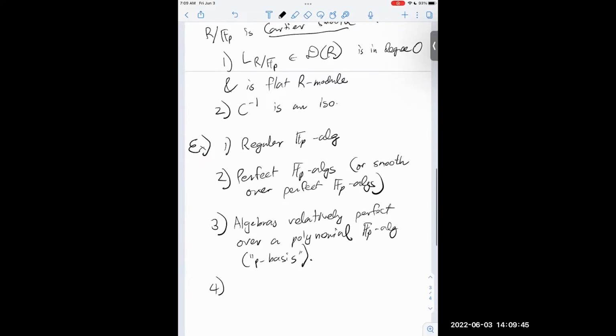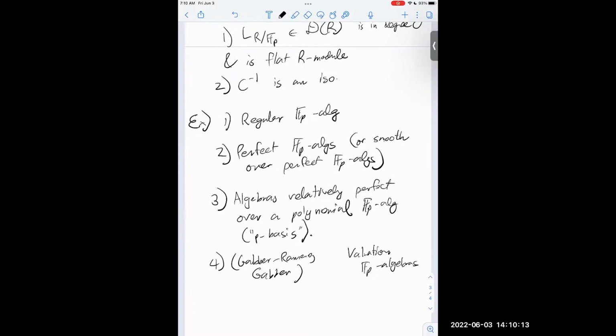And one important example, due to Gabber and Romero, is valuation rings. So valuation rings over FP are Cartier smooth. I guess this should follow from some local uniformization, but they're able to prove it directly.